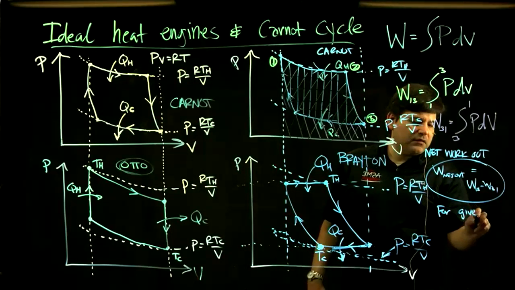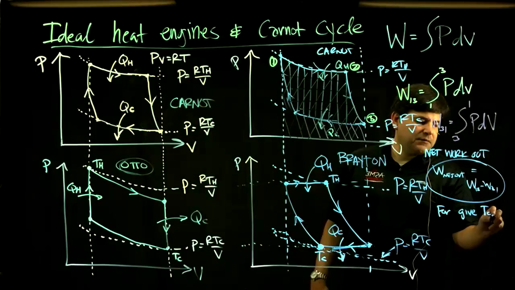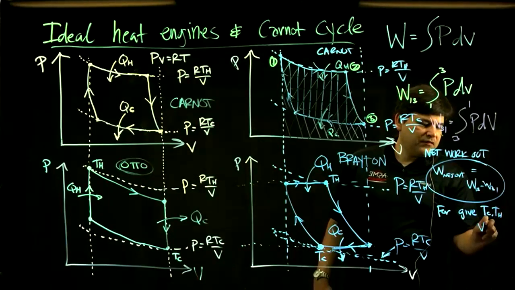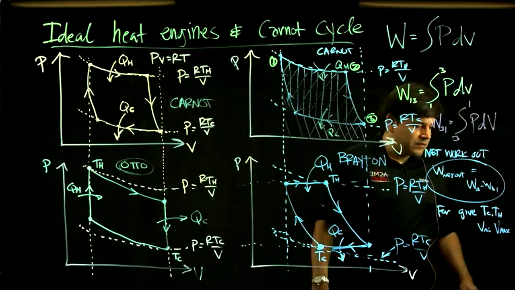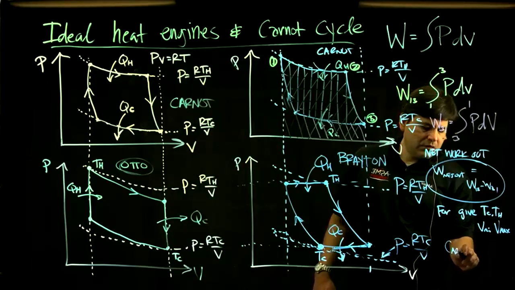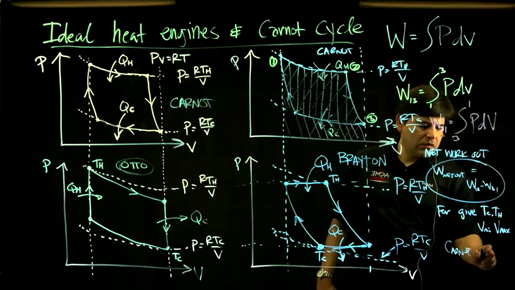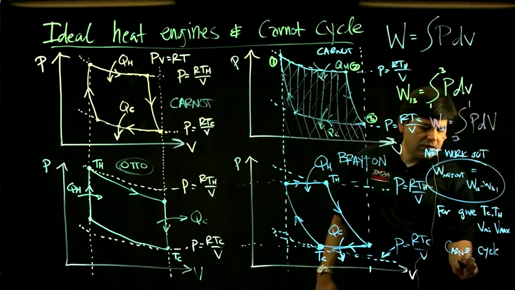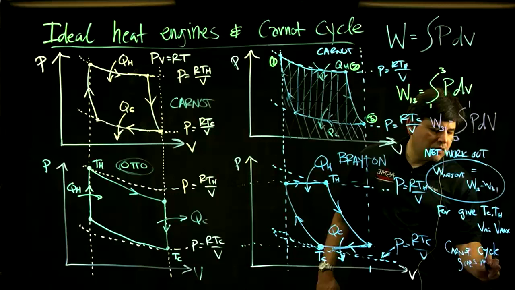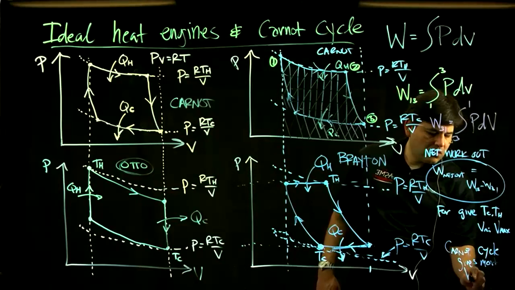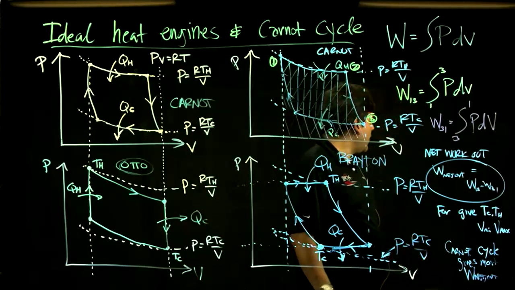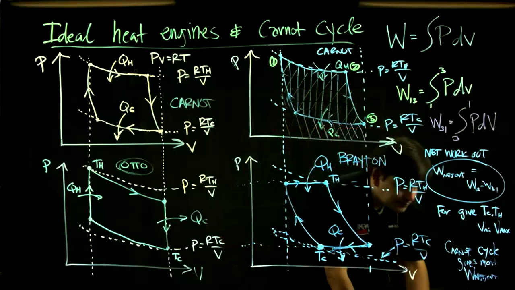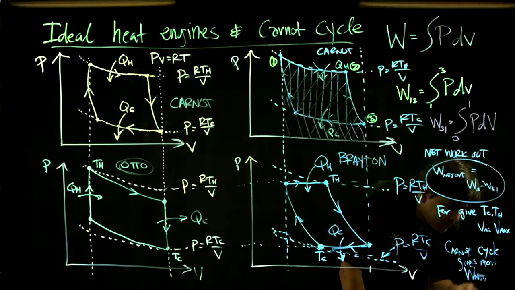so for given TC, TH, V min, V max, Carnot cycle gives most net work out. That's what we want. This is a heat engine. So we want the most mechanical work we can get out.